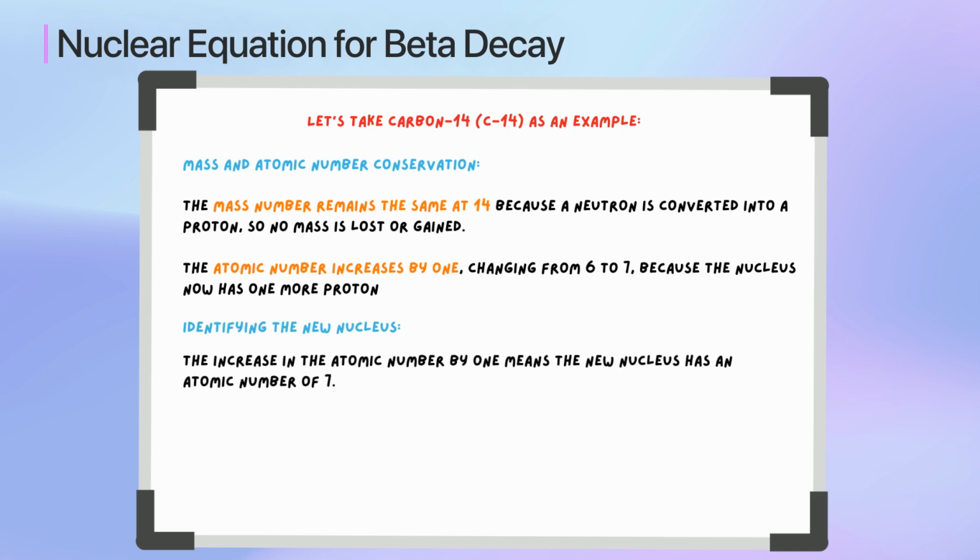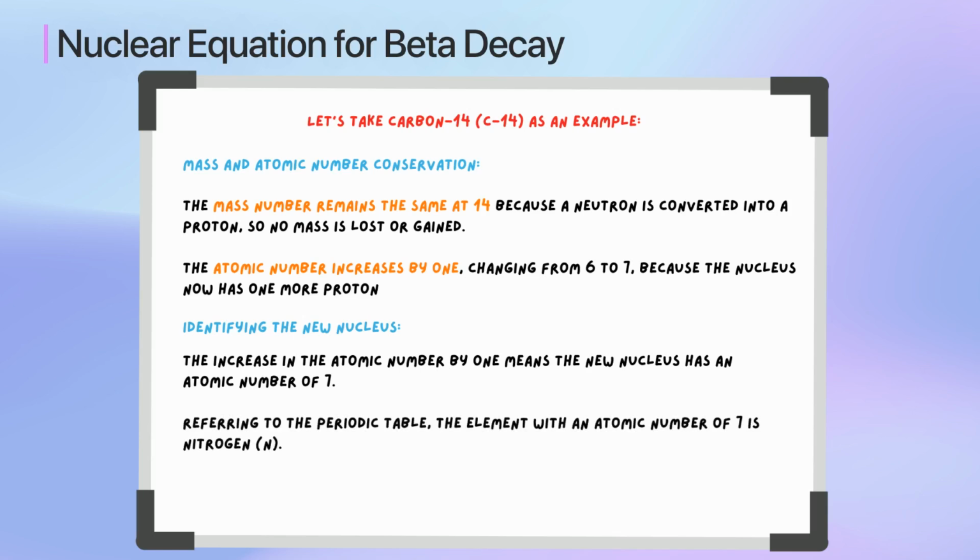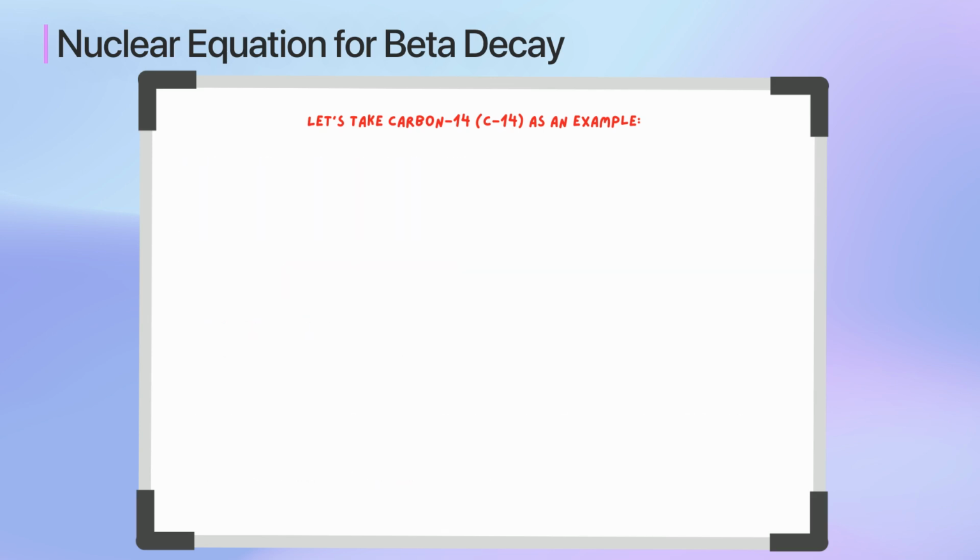With this information, we can now identify the new nucleus. The increase in the atomic number by 1 means the new nucleus has an atomic number of 7. Referring to the periodic table, the element with an atomic number of 7 is nitrogen. Thus, the new nucleus is nitrogen-14. Now we can show the representation of beta decay.